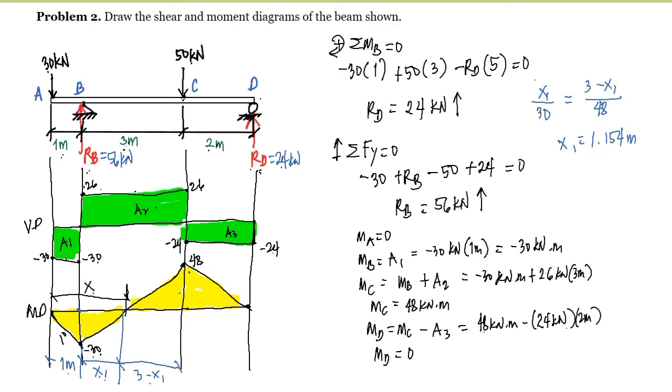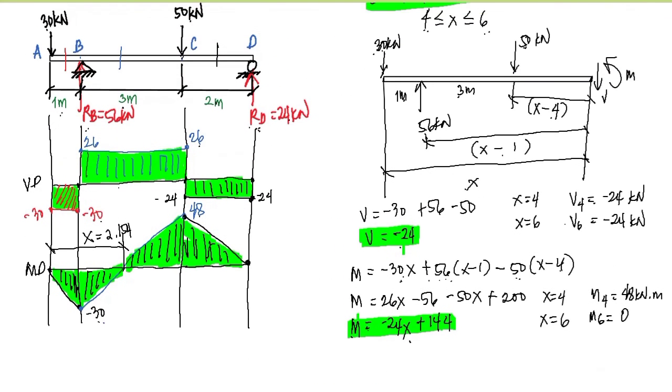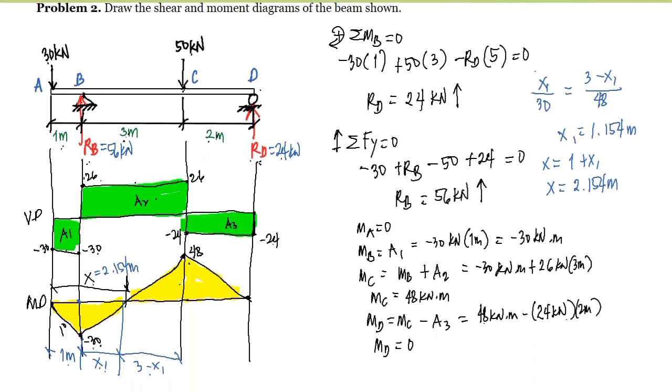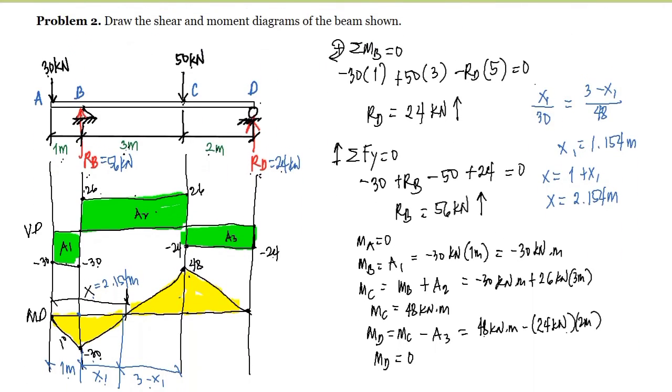So the x sub 1 is 1.154 meters. Since the value of x is equal to 1 plus x sub 1, meaning x is equal to 2.154 meters. So the value of x here is equal to 2.154 meters, which is the same with our x computed previously. This is our answer for our problem 2 using the area method.